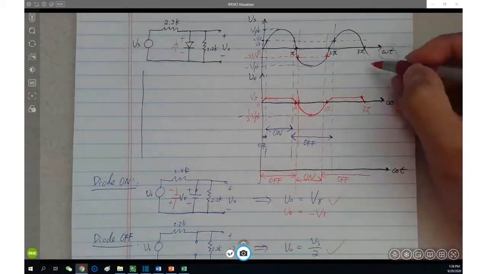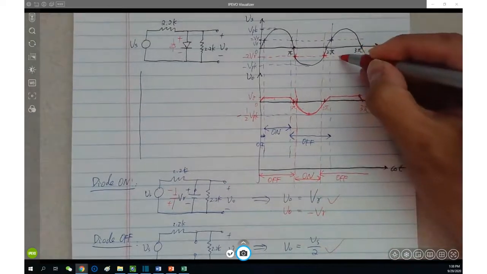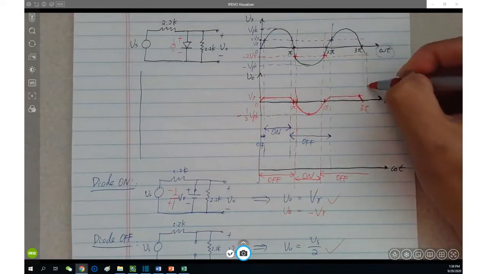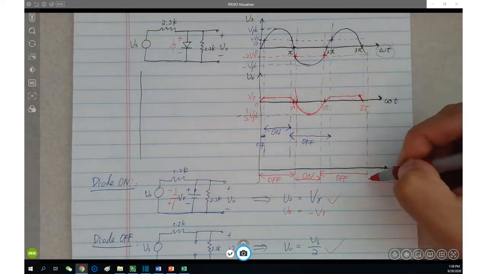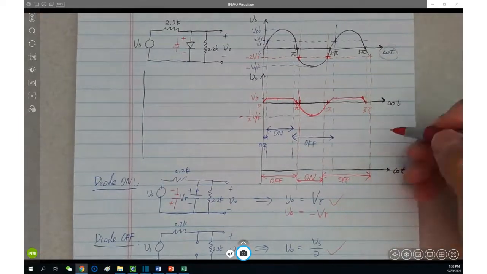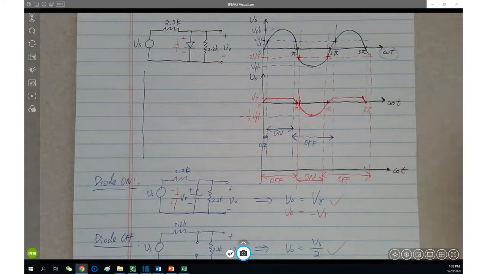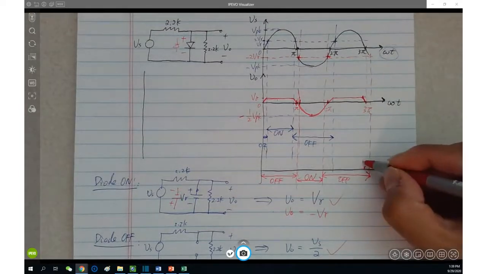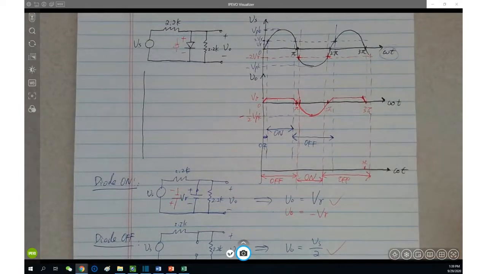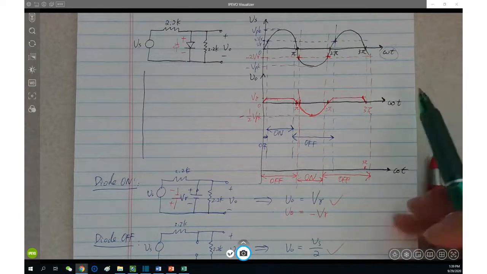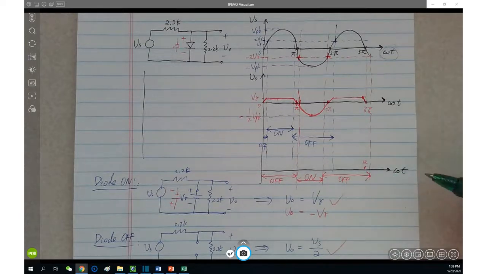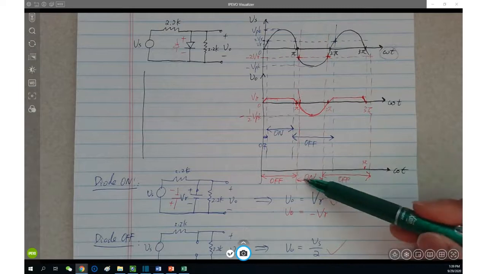And to about here, which is already beyond 3 pi. 3 pi is about here. Does it make sense? Then what does it look like? The curve, what does it look like? Let me use a green color. What does the waveform look like when the diode is on, which is here, at negative V gamma?